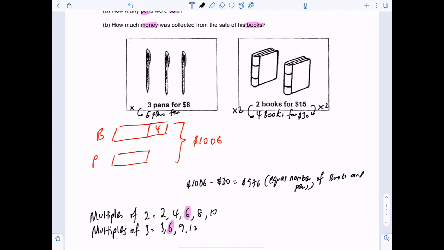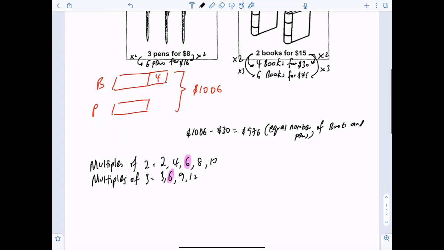So 6 pens for how much? Times 2. We times 2 here as well. $16. Alright, and likewise, 6 books. 6 books we times 3, right? 2 to 6, you would have to times 3. Do the same thing over here. 15 times 3, 6 books for $45.